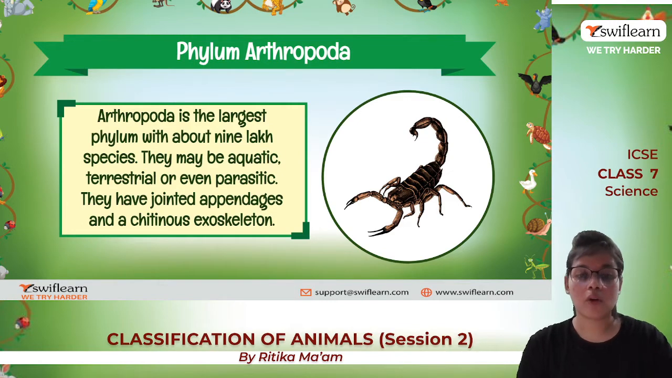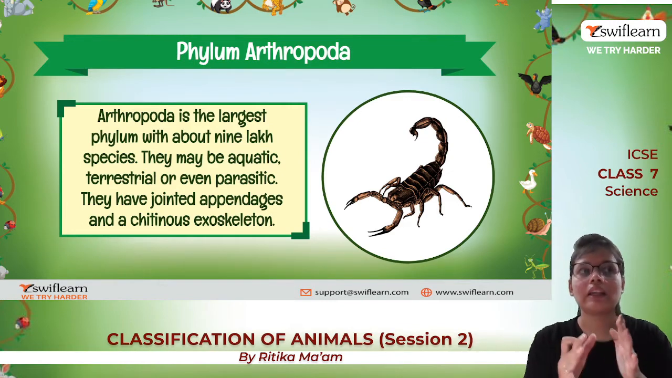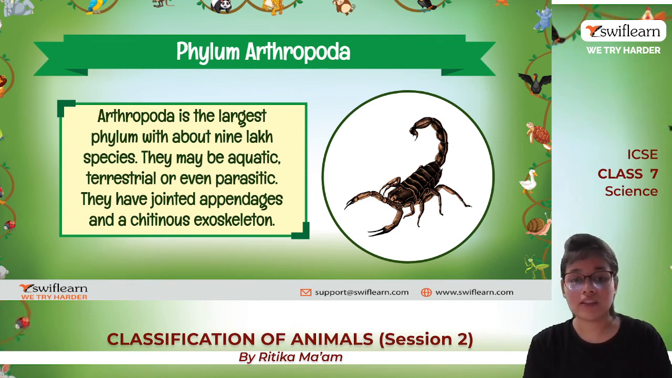Next is Arthropoda. It is one of the largest phyla. It has about 9 lakh species in it. They can be aquatic, they can be terrestrial, or parasitic also.